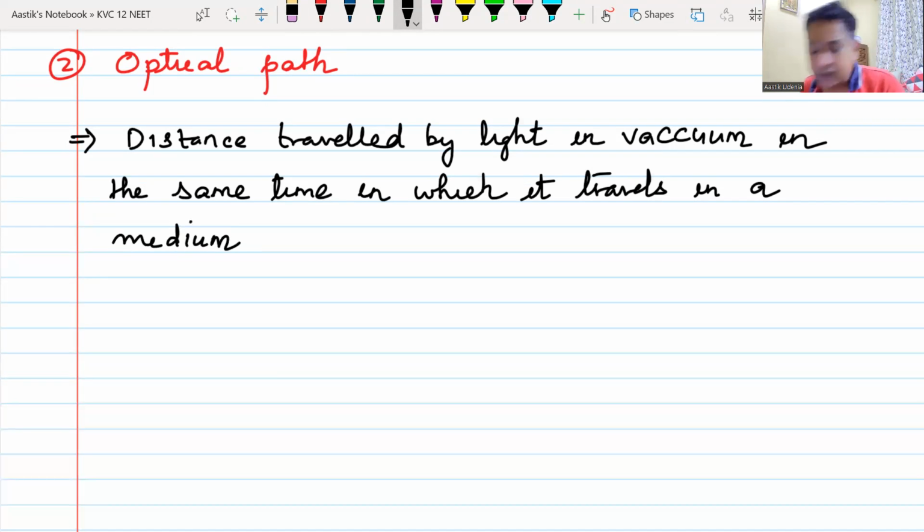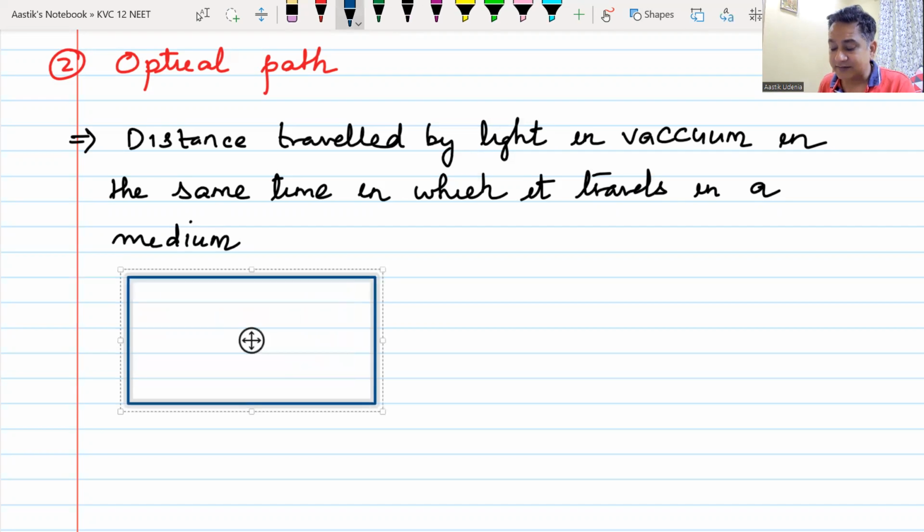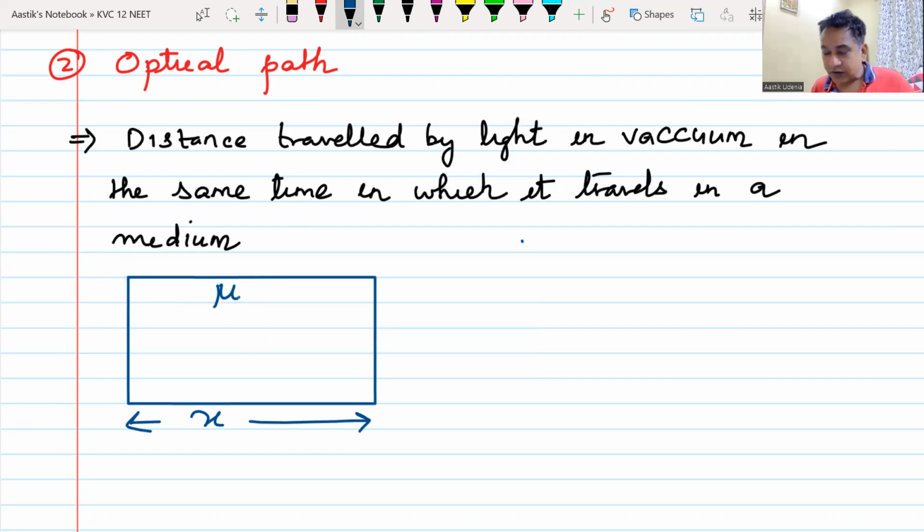Now you don't have to understand or remember that definition of optical path. What you have to understand or remember is, if you have a glass slab, and let me make a glass slab here, of width or length x, and this glass slab has a refractive index mu. So when light crosses through this glass slab, it will travel a distance x inside this medium whose refractive index is mu.